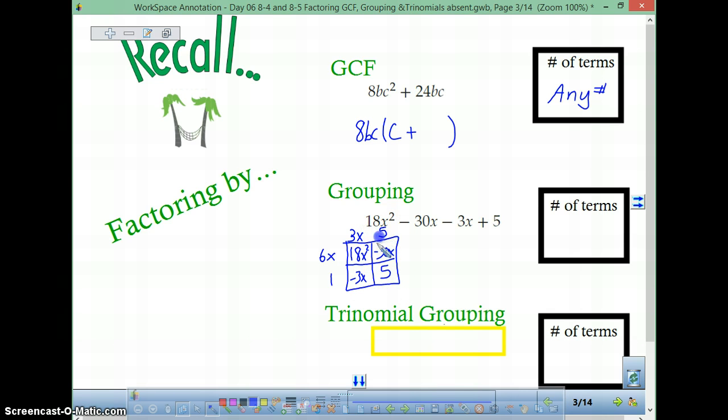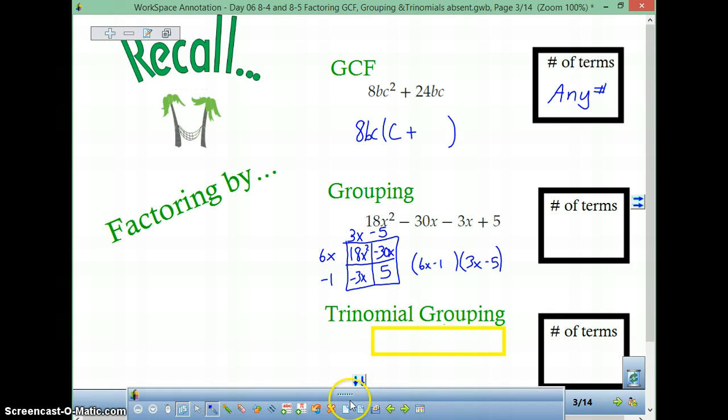Now there's one thing I've forgotten. The sign of the factor needs to match the box that it's closest to. So this becomes a negative 5 and this becomes a negative 1. So my 2 factors are 6x minus 1 times 3x minus 5. Checking this one, if you multiply, you should end up with what's in the box. If you did it right, the multiplication will work, and in this case it does.